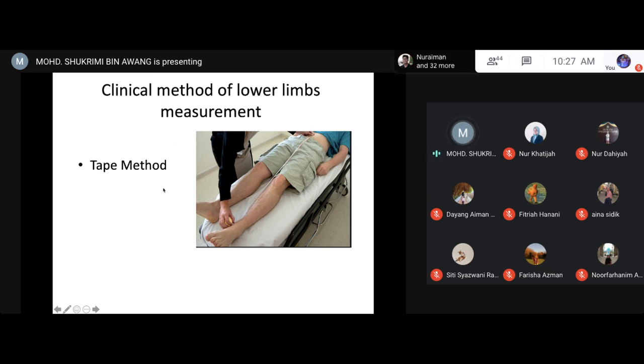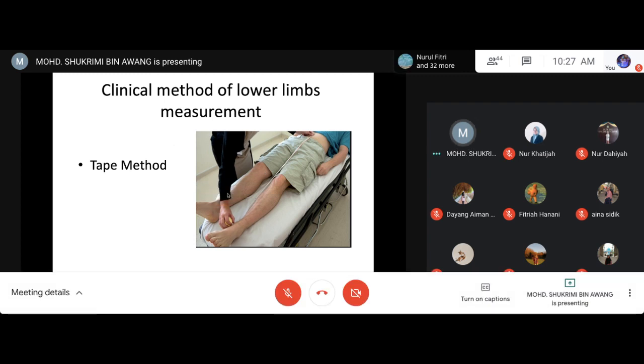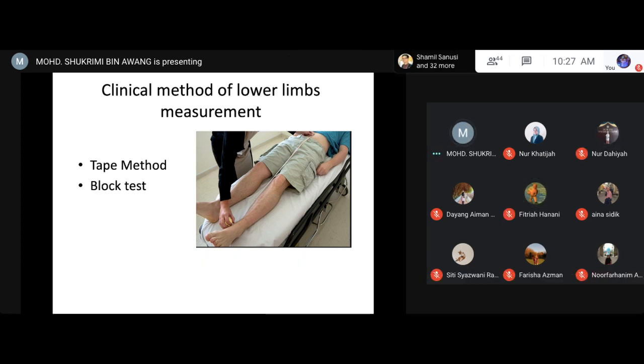But besides using this tape measurement, how else can you ensure which one is lower, which one is longer, and how much? Ruler. What other method? Ruler. Blood test. Like blood test. Block test, right? Block test. Okay. So what do you understand by block test?